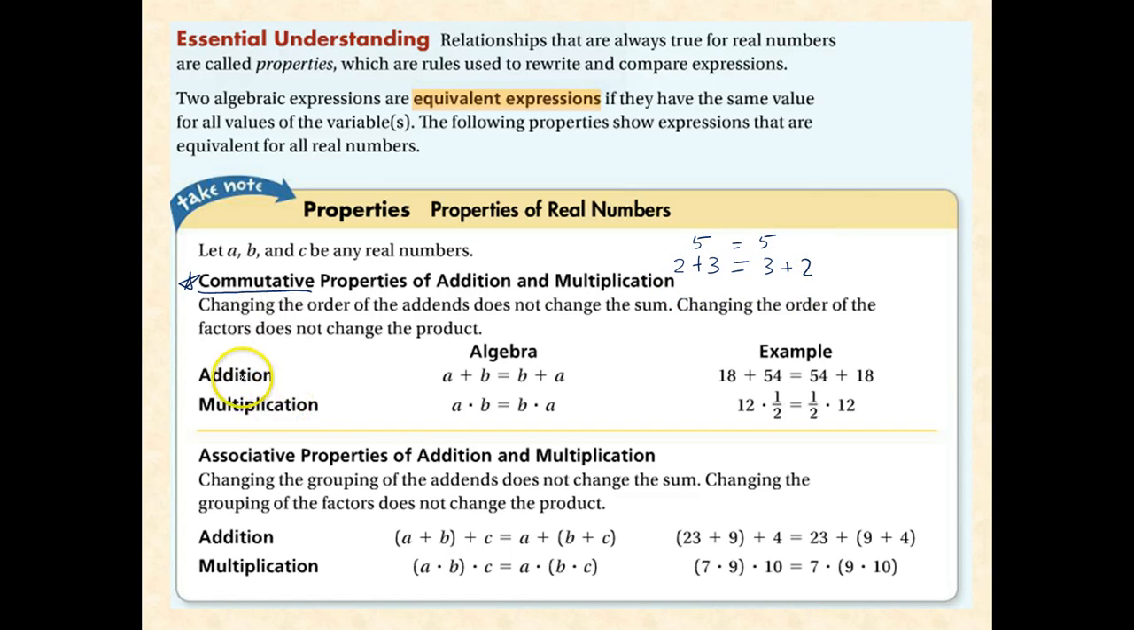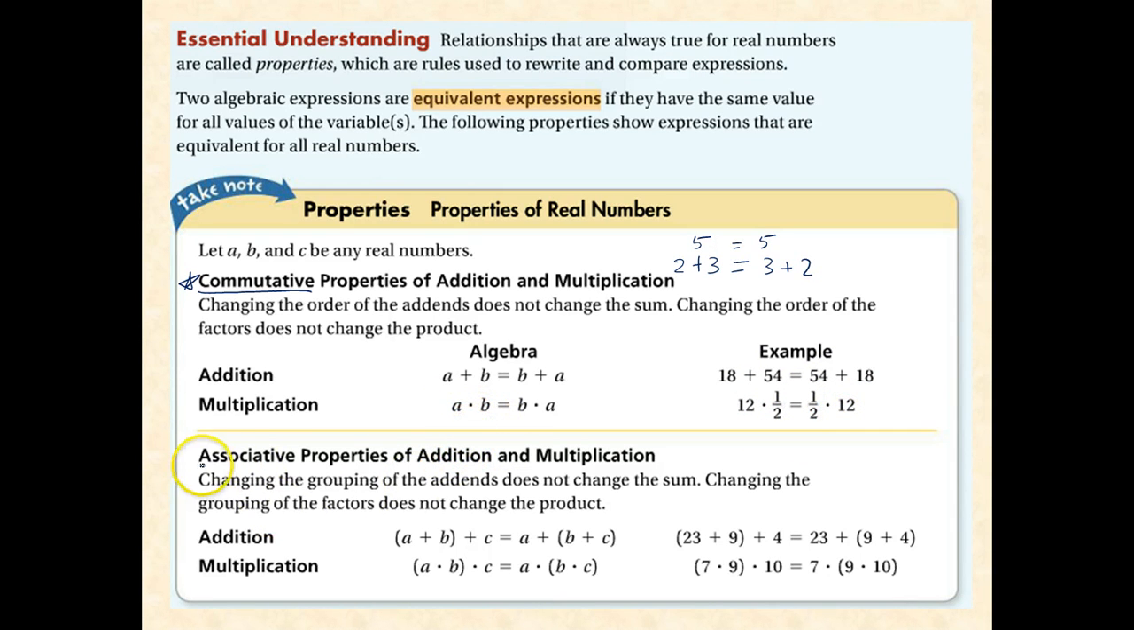So the commutative property of addition: for any real numbers A and B, A plus B equals B plus A. For multiplication, A times B equals B times A. And here's some examples. 12 times a half is 6. A half times 12 is 6. They're both 6. Doesn't matter what order you multiply in.